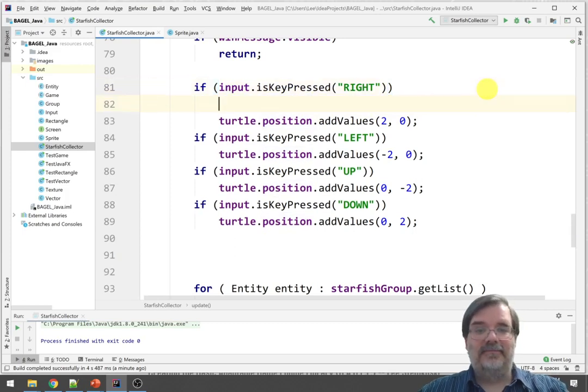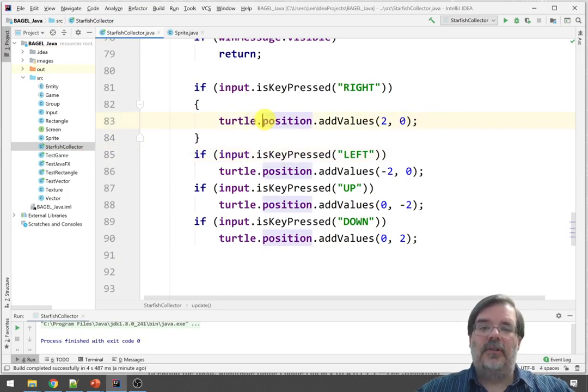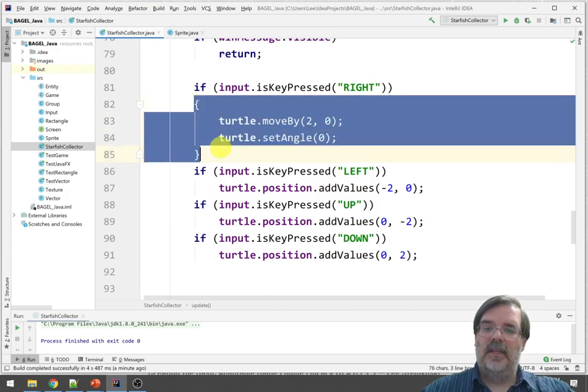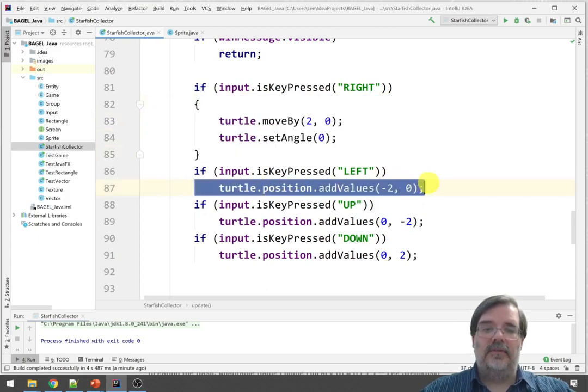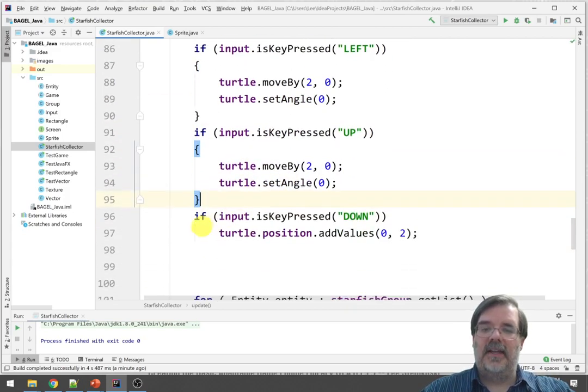turtle to match that. So in each one of these cases, instead of saying turtle position add values, let's do turtle.moveBy. Let's use that new function. I like it, it's already shorter. But also, if we're pressing right, let's also say turtle.setAngle to be 0 degrees. In other words, the turtle will be facing to the right. And I'd like to do something similar for each one of these cases. And so I'll replace the code in each case with a move by and a set angle.